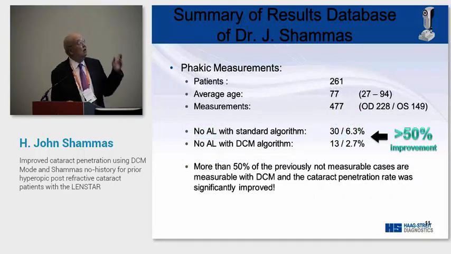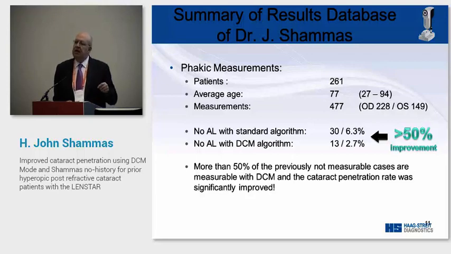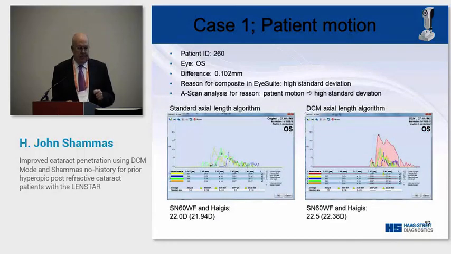So these are the results of my data. We took the 477 measurements that were done, and with the regular algorithm, I had 6.3% where I could not use the measurements. When we used the DCM algorithm, it brought it down to 2.7%. So on my personal data, we had a 50% improvement in the measurements of the axial length. I'm going to show you a few cases where I thought that the DCM makes a big difference.